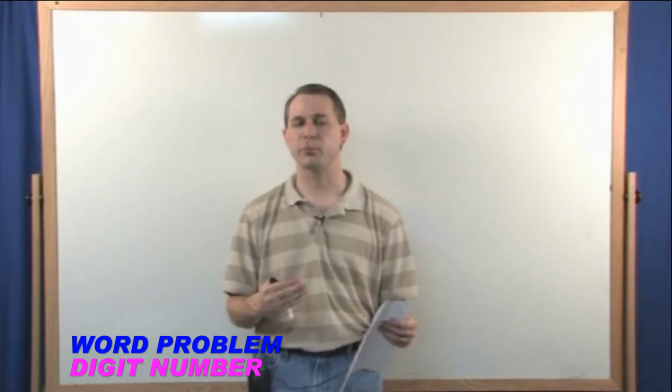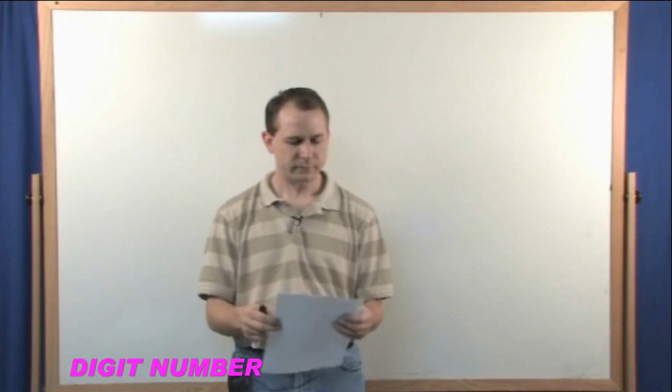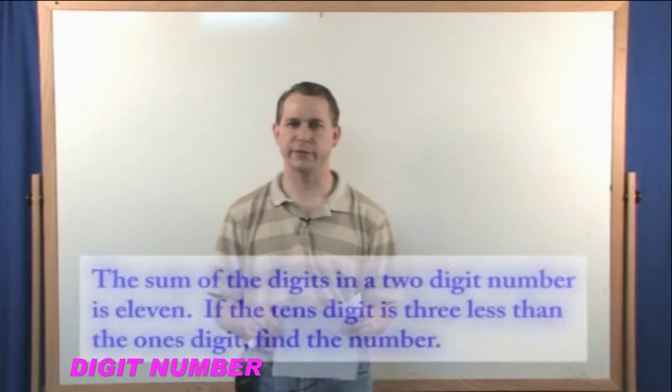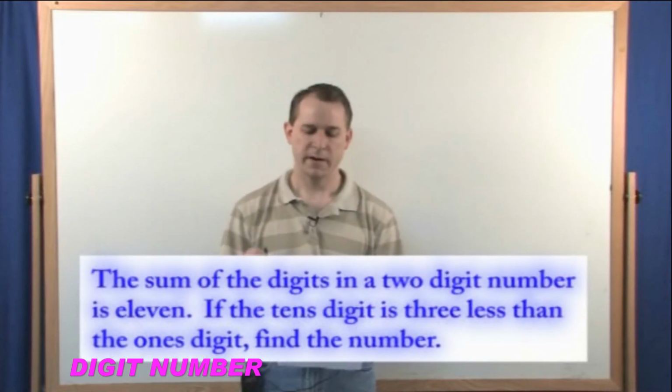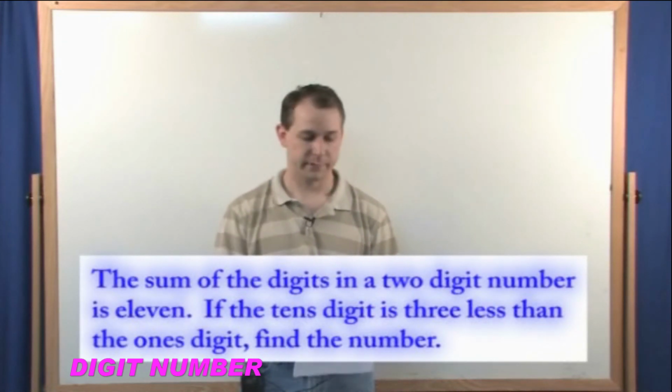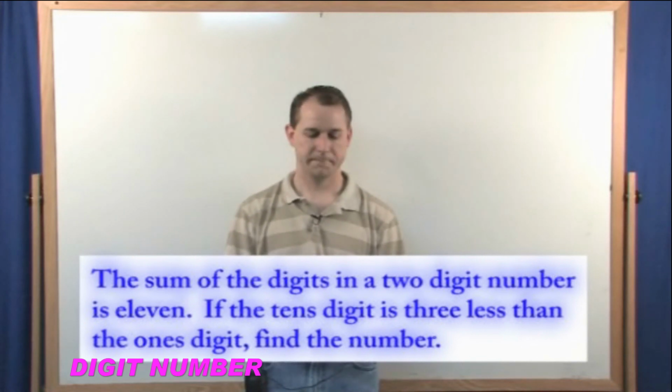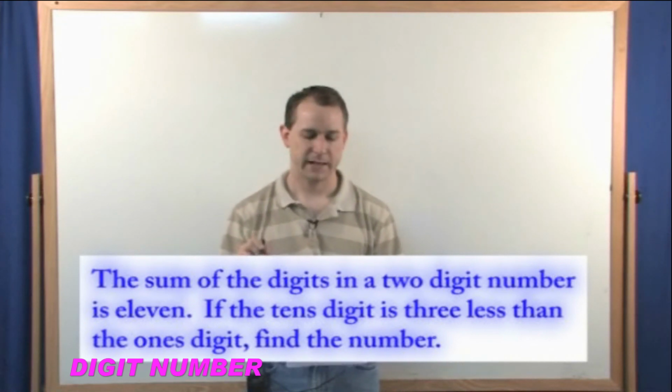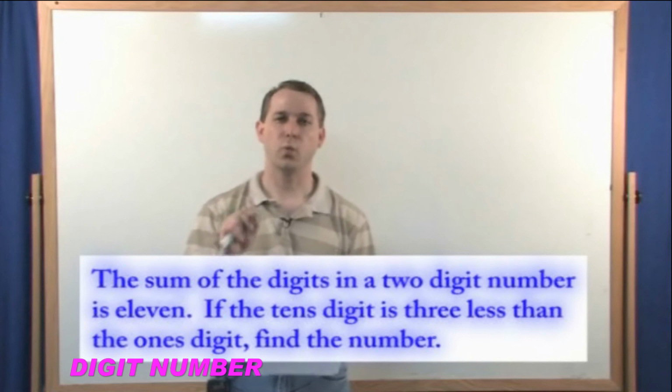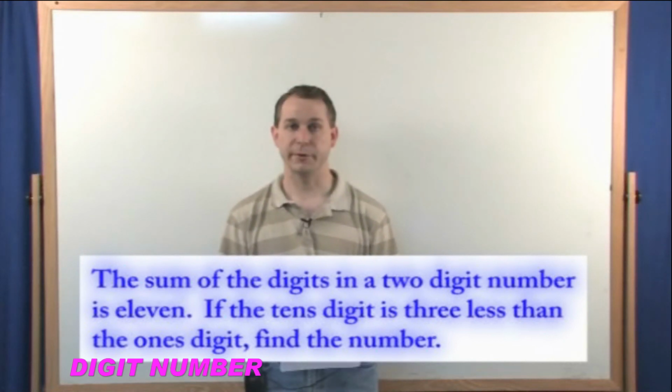Take it step by step through some problems here, and I think it'll be clear. So the first problem that we're going to do today goes like this. The sum of the digits of a two-digit number is 11, okay? If the tens digit is 3 less than the ones digit, find the number, okay?